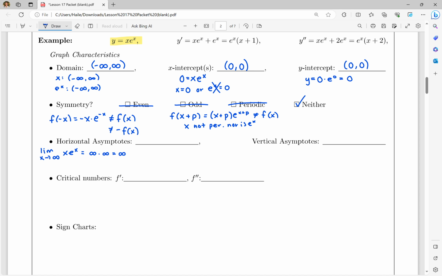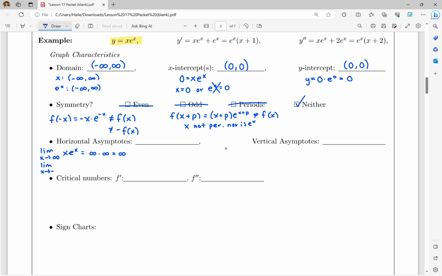If we go to negative infinity, so limit as x goes to negative infinity. Oh, come on, pen. Okay, it's being like that this morning. Sorry. All right, there we go.